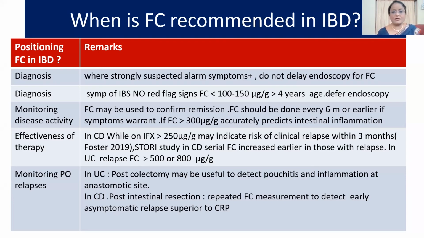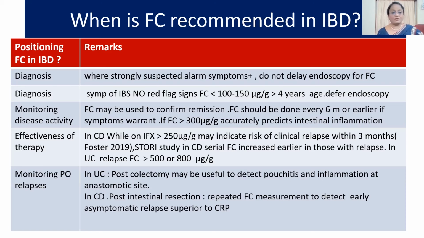If there are strong alarm symptoms, bleeding PR, weight loss, do not wait for that. But suppose there are symptoms of IBS, and FC is less than 100, or let you use 150, and the child is more than 4 years, defer endoscopy. Don't do it. This is not for diagnosis, but it is definitely useful in monitoring disease activity.